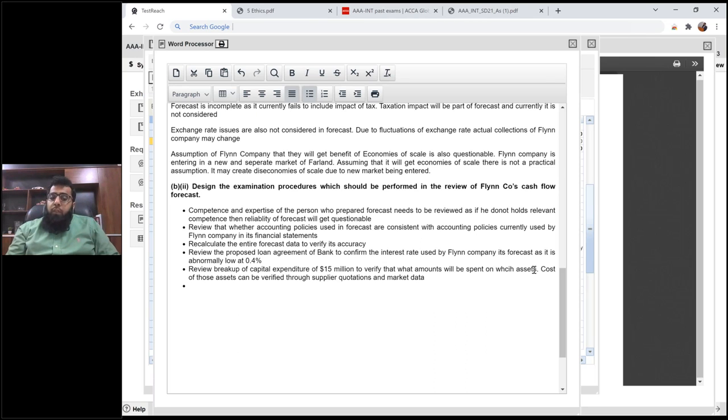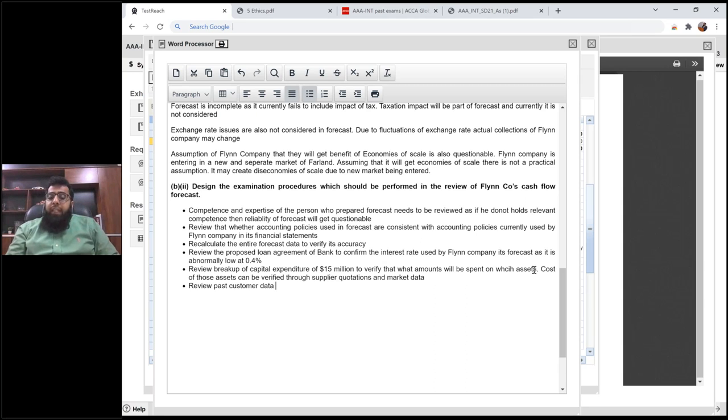Okay. Review past customer data to confirm the collection assumptions of Flynn Company. You need to review the past customer data.